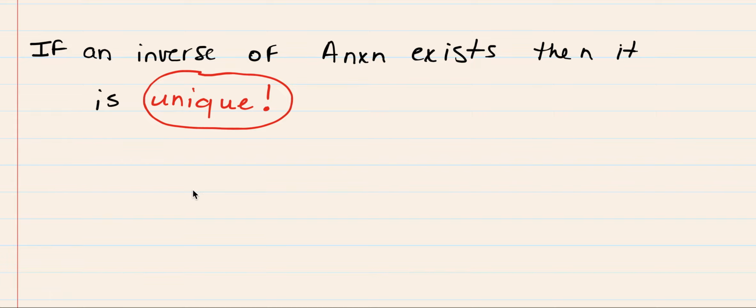The next thing I want to bring your attention to is that if you have an inverse of a square matrix, then that inverse is unique. You're not going to have more than one inverse for a matrix. Now this doesn't say that every matrix has an inverse. In fact, that is not true. Not every matrix has an inverse. But let's say you do have an inverse. Then there's only going to be one of them. And we're going to actually prove this. So here's the proof. We're going to prove this by contradiction.